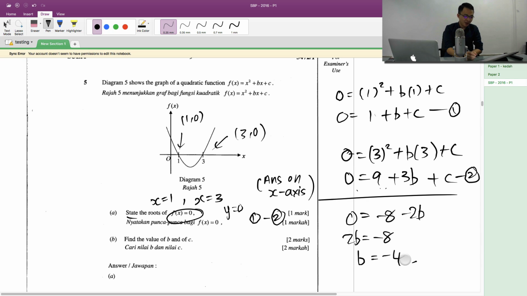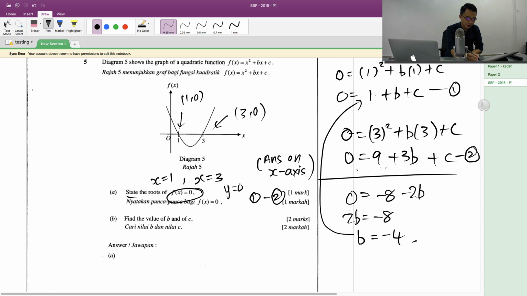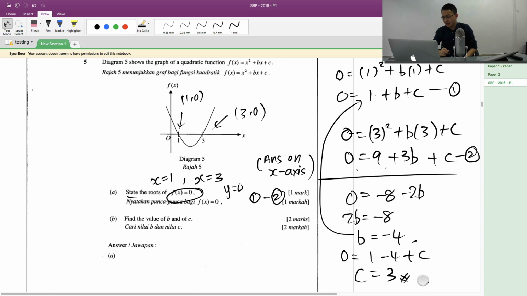After I get b equals negative 4, I can substitute into any equation I want. Let's say I substitute into the first equation: 0 equals 1 minus 4 plus c. So this one is negative 3, right? c equals 3. Alright, just like that.